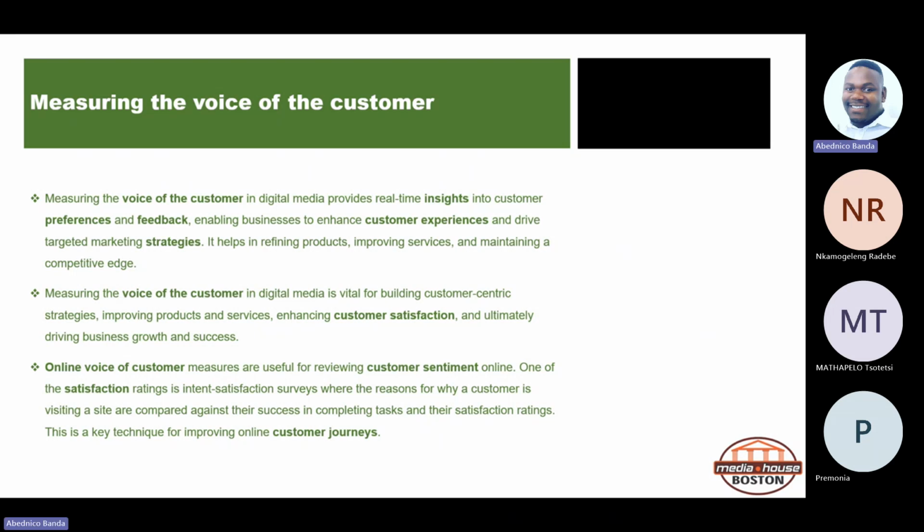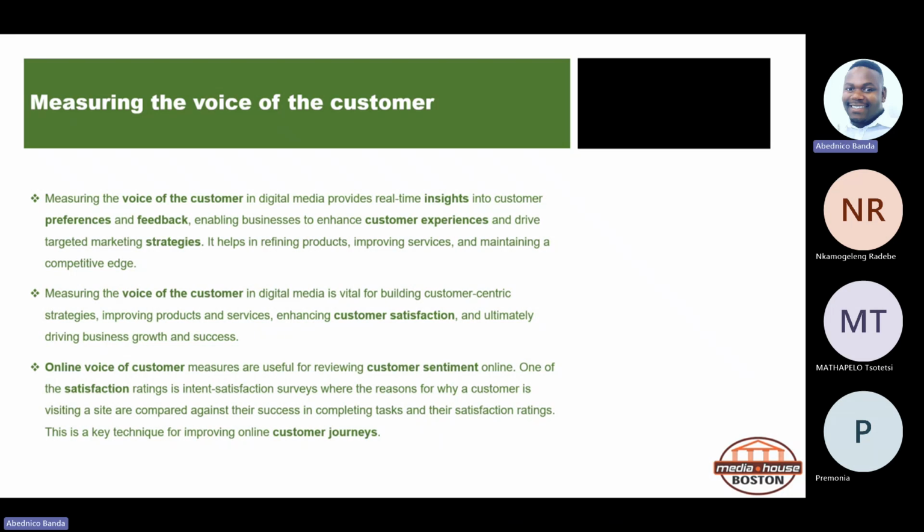You can see the voice of the customer through ratings, through reviews, and so forth. Measuring the voice of customer in digital media is vital for building customer-centric strategies, improving products and services, enhancing customer satisfaction, and ultimately driving business growth and success. Online voice of customer measures are useful for reviewing current sentiment. You know what a sentiment is, right, guys? So you just need to know what it is that your customers are talking about.